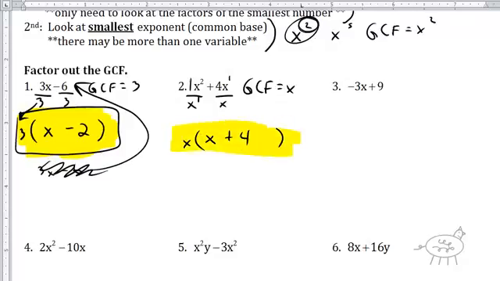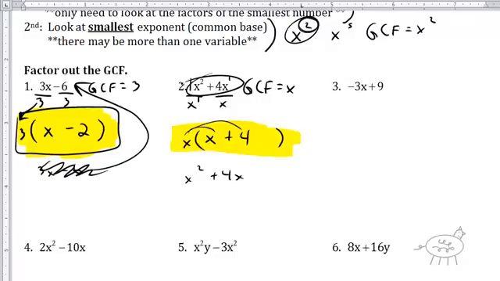Okay, now again, if I wanted to check it, it's really easy because I just multiply it out. X times x is x squared. X times 4 is plus 4x. And that's what I got. That's my original problem, x squared plus 4x. Okay, but again, whatever isn't highlighted, that's my answer.